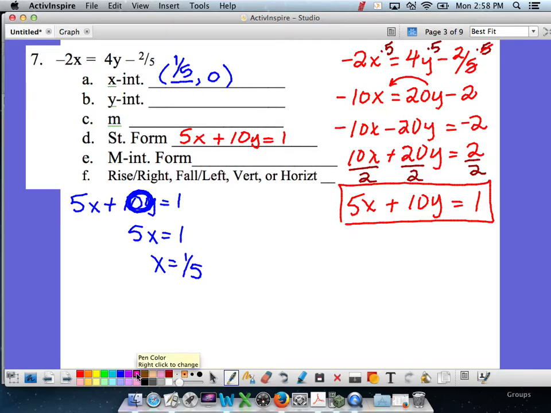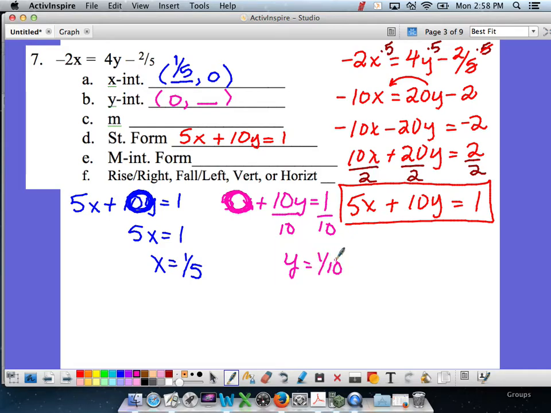Now, to find the y-intercept, I'm going to let x be 0, and I'm going to find y. So I go back to that standard form, and it doesn't matter what form you put it in to find the intercepts. In this case, I'm going to 0 out the x, and I'm going to divide both sides by 10, and so y is equal to 1/10. That's my y-intercept right there. I can even go back to my original and substitute in 0 here, bring the constant over, divide by 4, and I'm going to get the same intercept that I did when I put it in standard form first. All right, I'm going to erase some of this.